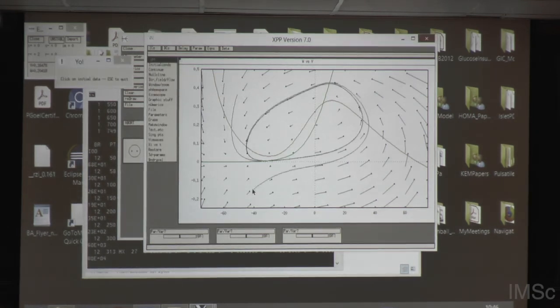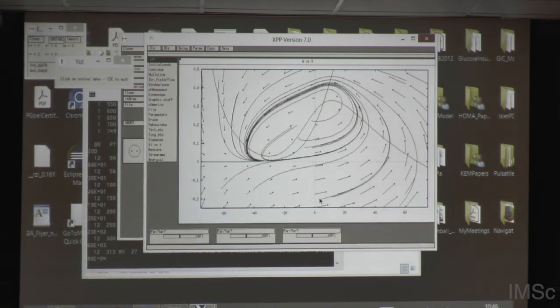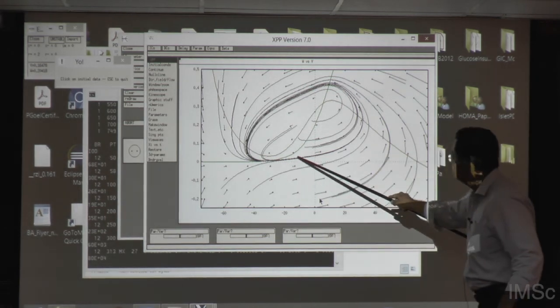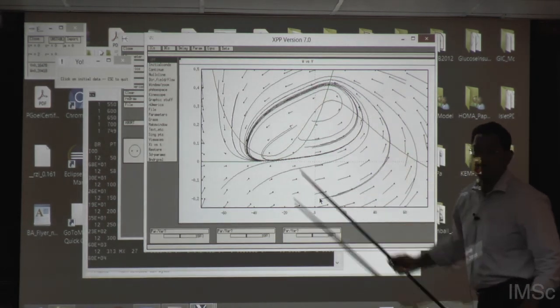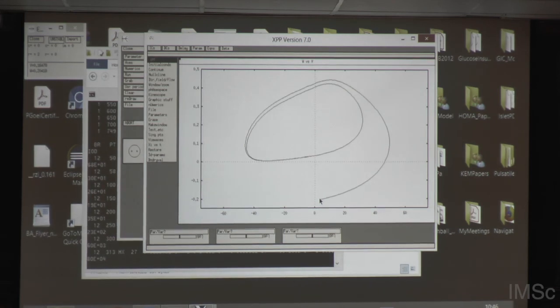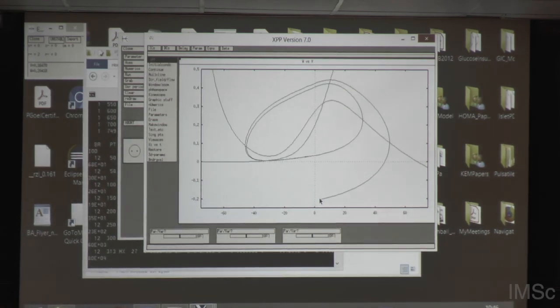Are you starting to see where the limit cycle is? Are you spotting where the limit cycle is in this? Okay, so the limit cycle is this guy over here. Right? You want to see it more carefully? Okay, I'll show it to you more carefully. I will do initial condition last.